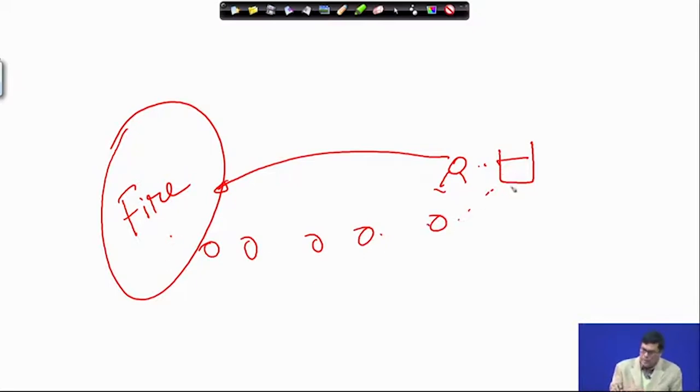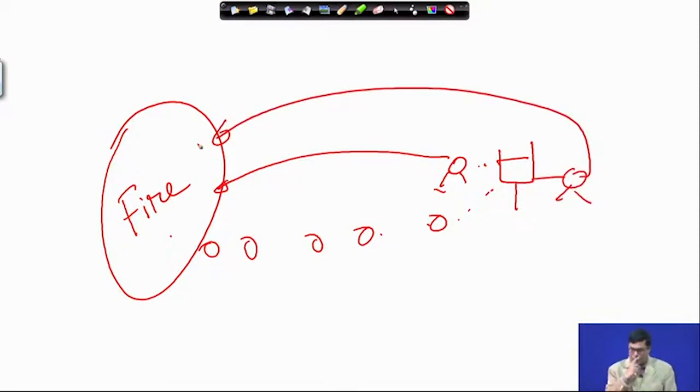And another, we can use a pump. Here we can use a pump, and with the help of the pump we can pass this water. So three different means we can do that. Now if you look at the three different means, they serve three different purposes.